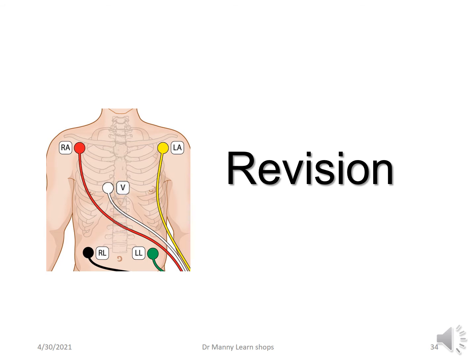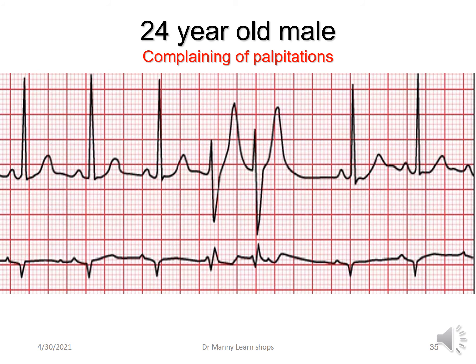So let's revise now. And this is the final session that we'll do revision, so have a go. This is a 24-year-old male complaining of palpitations. What do you think the rhythm is? Look at it completely, not just the anomaly. This is a sinus rhythm with unifocal couplet premature ventricular complexes.